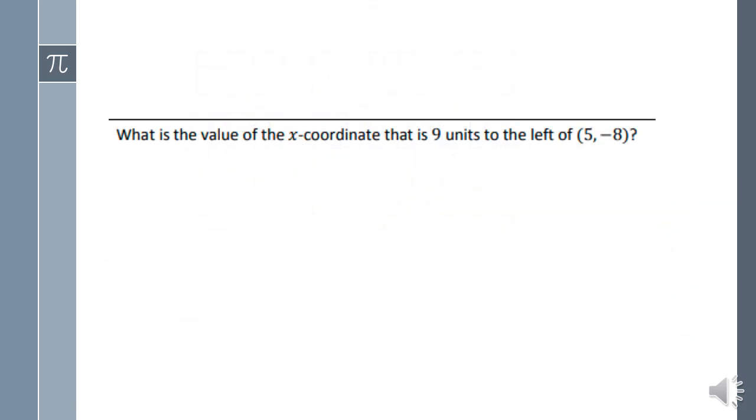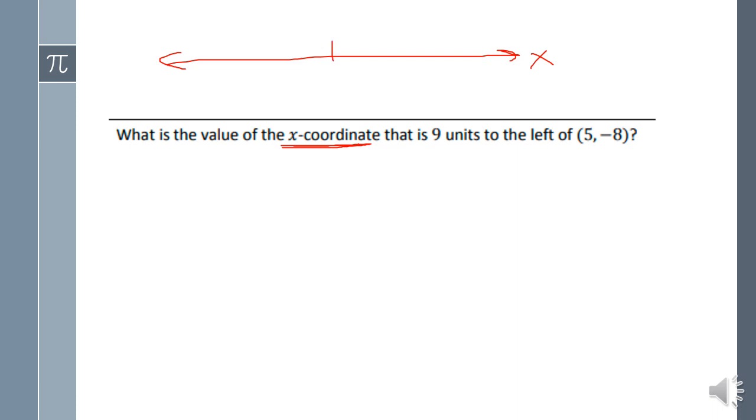Okay, when we're looking at this question, it says, what is the value of the x-coordinate that is 9 units to the left of 5, -8? Because they're only specifically asking us for the x-coordinate, if you think back, the x-coordinate is really just a horizontal number line, okay? So this is my x. If they were asking me for the ordered pair, you can draw the entire coordinate plane, but in this instance, they're just asking me for the x-coordinate, so I know the y is not going to change. So all I'm going to change is the x, and that's all I'm going to focus on.